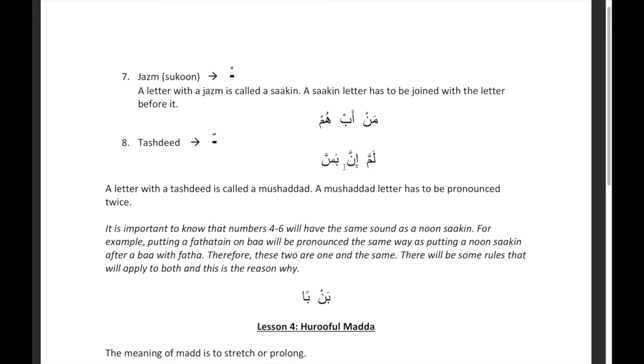And then inna and bassa. A letter with a tajdeed is called a mushaddad. So the second part of this word is mim mushaddad. This is noon mushaddad. This is sin mushaddad.